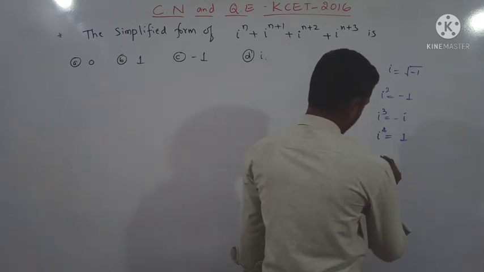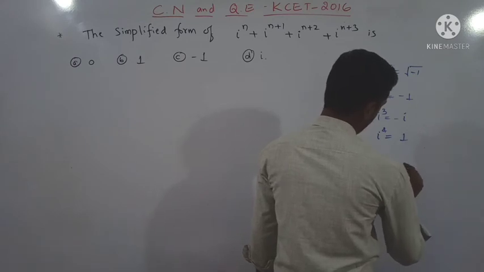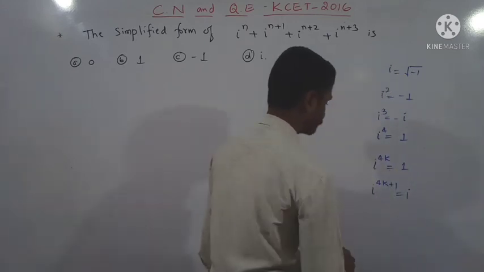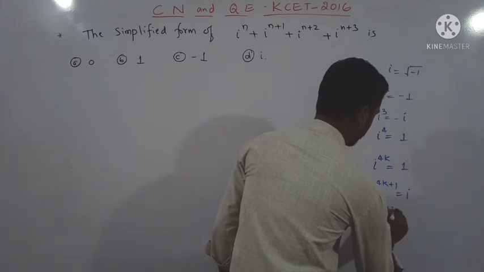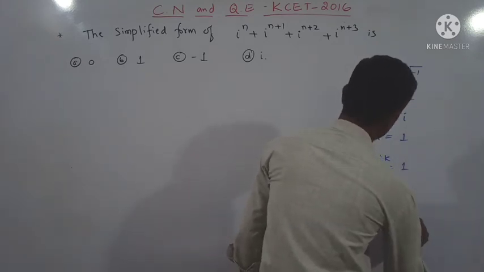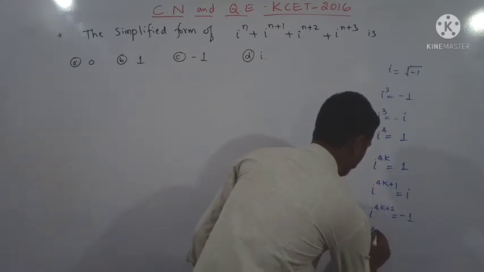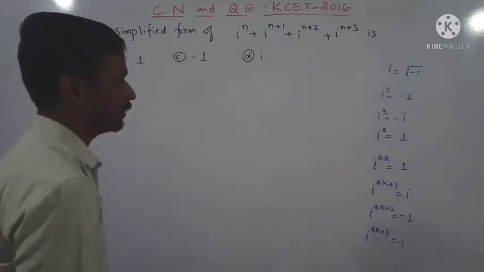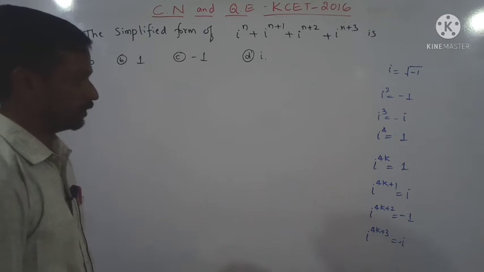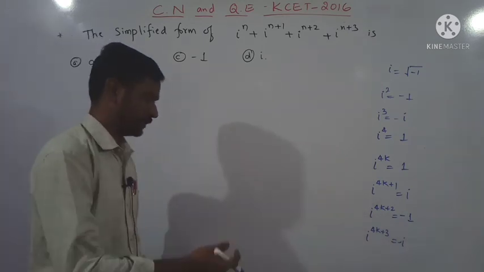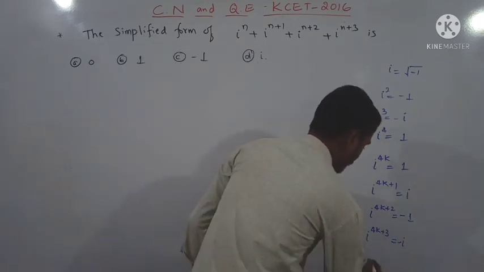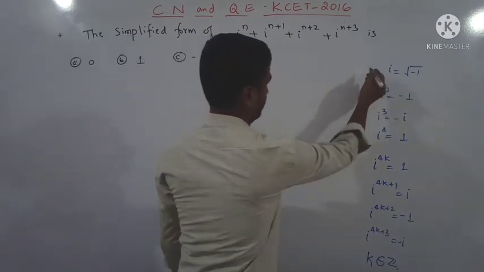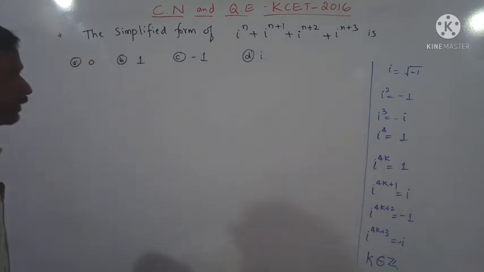That is, i to the power of 4k equals 1, i to the power of 4k plus 1 equals i, i to the power of 4k plus 2 equals minus 1 and i to the power of 4k plus 3 equals minus i, where k is any integer, where k belongs to z. So these results should be known to you.